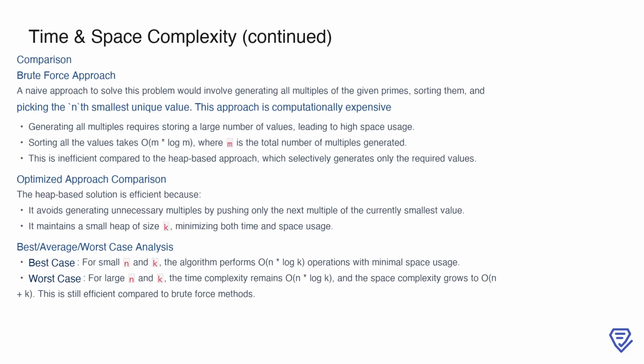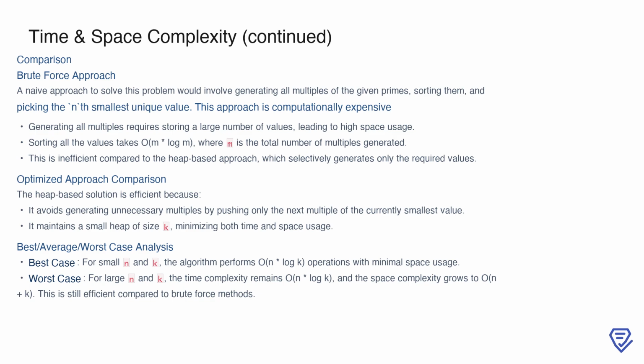To better understand the efficiency of this method, let's compare it to a brute force approach. In a naive solution, we would generate all multiples of the primes, sort them, and then pick the nth smallest unique value. This is highly inefficient. Generating all multiples would require significant space, and sorting these values would cost O(m * log m), where m is the total number of multiples generated.